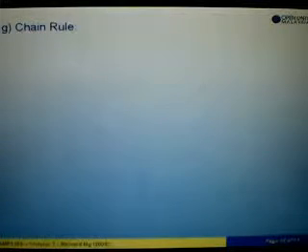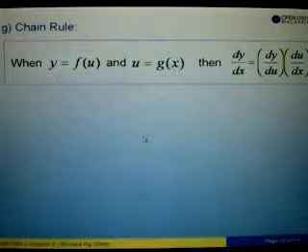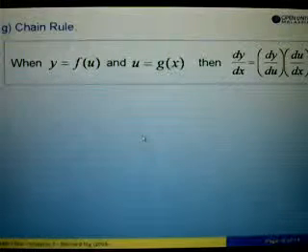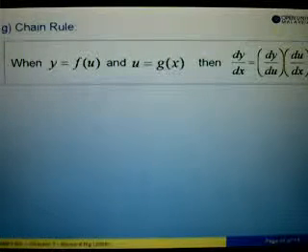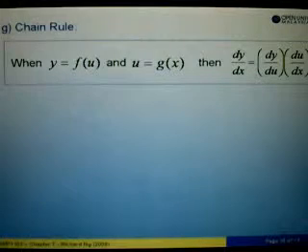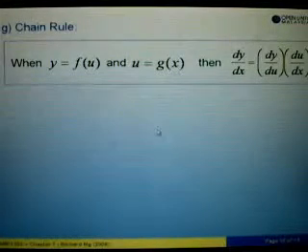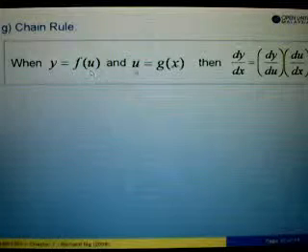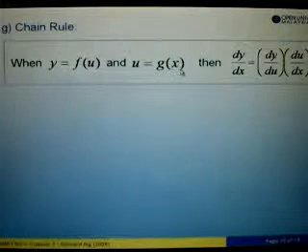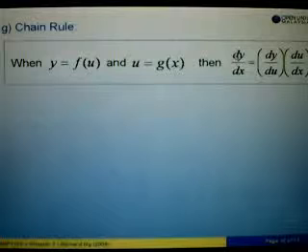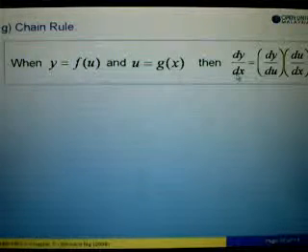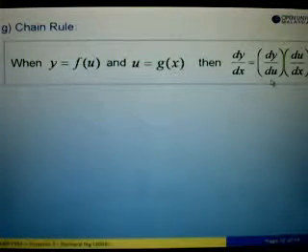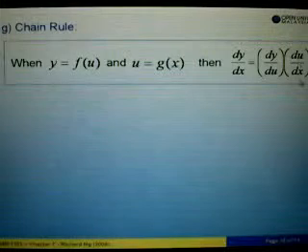Let's look at the next rule called the chain rule. So the chain rule can actually apply to questions which also use the product rule just now. Okay? Now let's look at an example here. When y is equal to a function of u and u equals a function of x, then dy over dx we can say equals dy over du times du over dx.